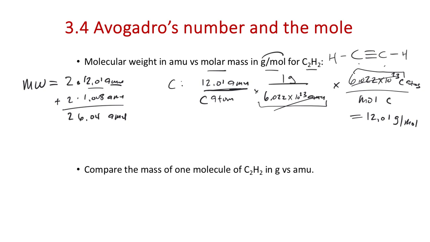Your masses on the periodic table can be understood as the mass of a single atom on average for that element, or they could correspond to the average mass of a mole of that element. So carbon's molar mass is 12.01 grams per mole, or its atomic weight is 12.01 AMU. Now we can calculate our molar mass one of 2 ways. We could take 2 times 12.01 grams per mole, plus 2 times 1.008 grams per mole. Of course, that's the same number, 26.04 grams per mole for C2H2.